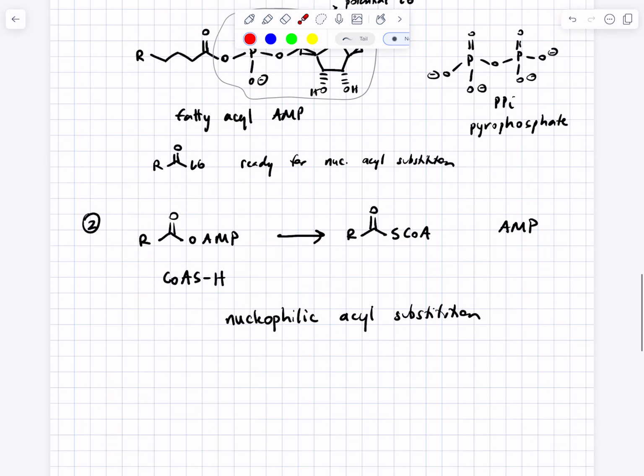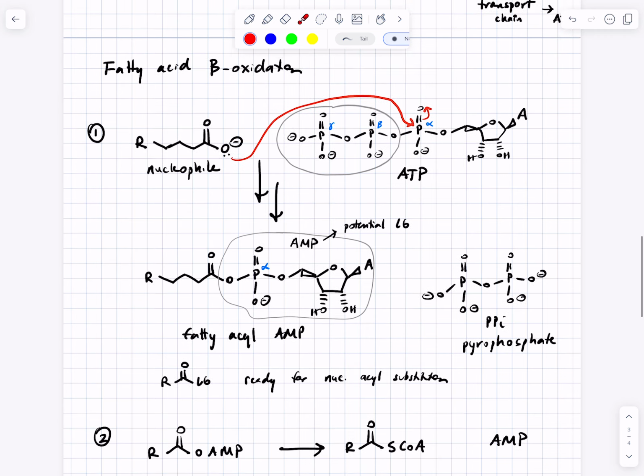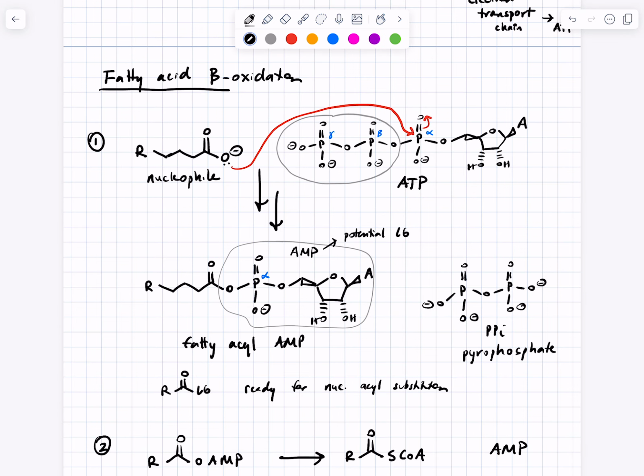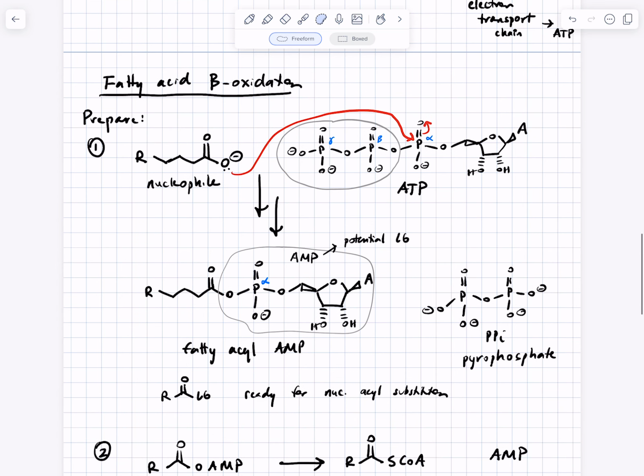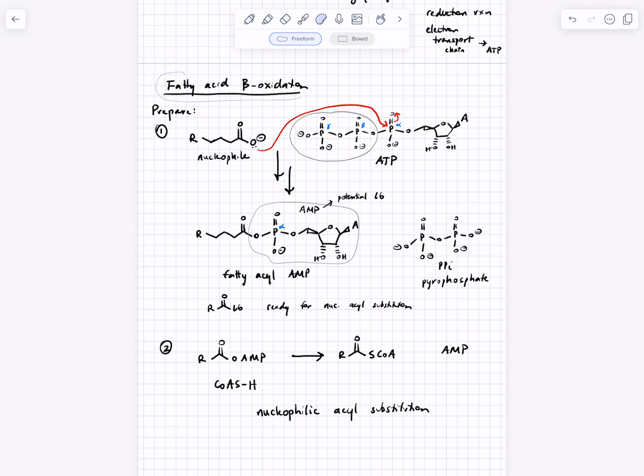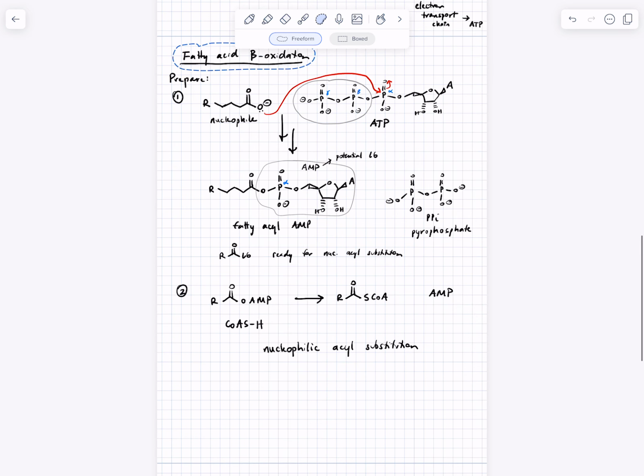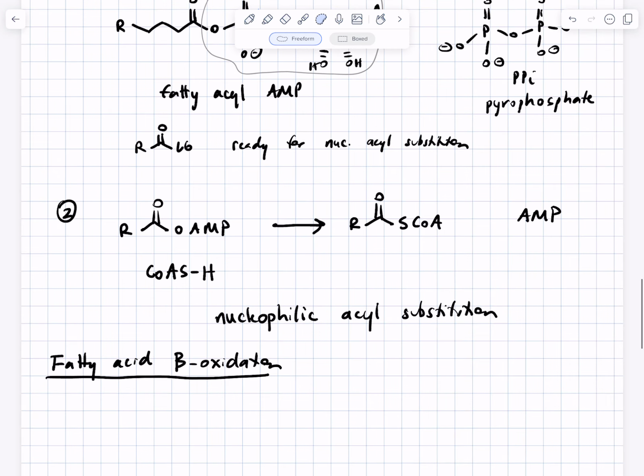So that's sort of the prep for fatty acid beta oxidation. That's the activation step. You have to do this once. So some people might not include these steps 1 and 2 in fatty acid beta oxidation because you have to do this once per fatty acid, and everything we do next will happen on the same thioester.